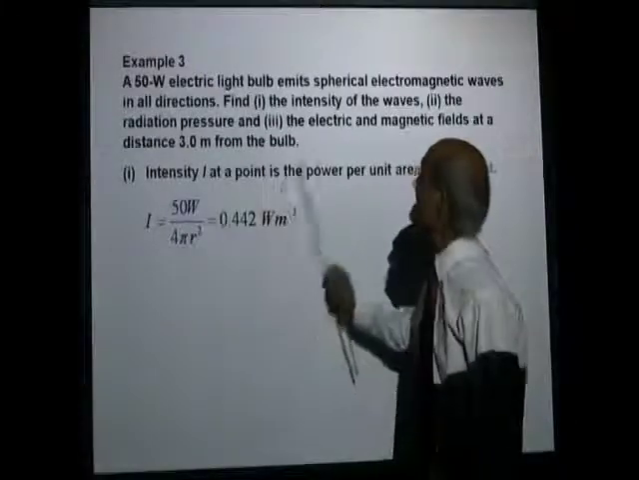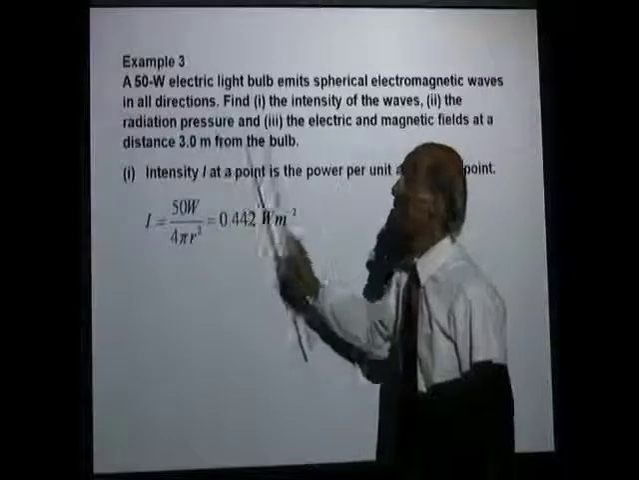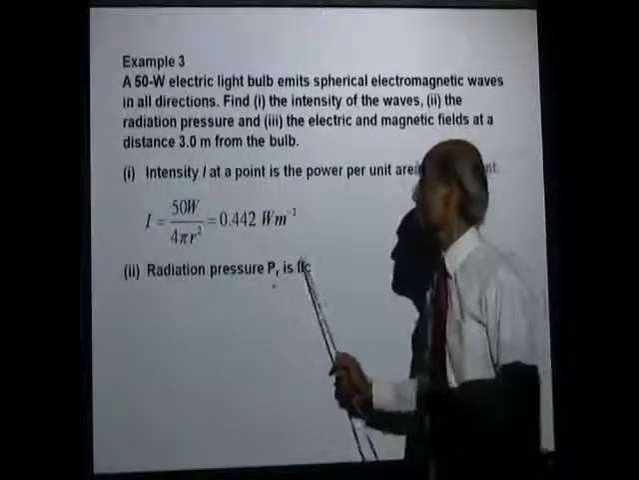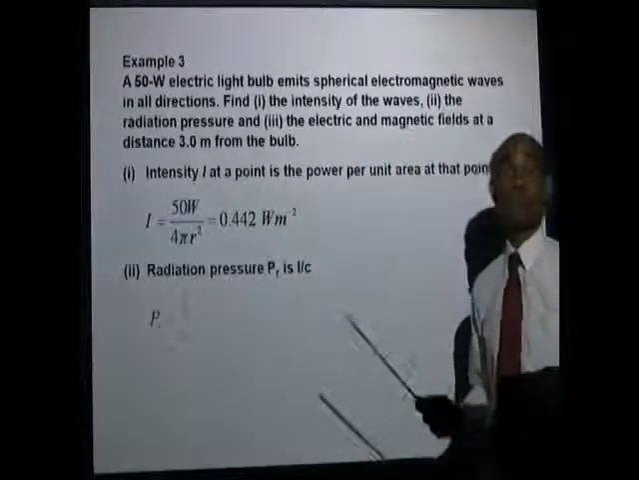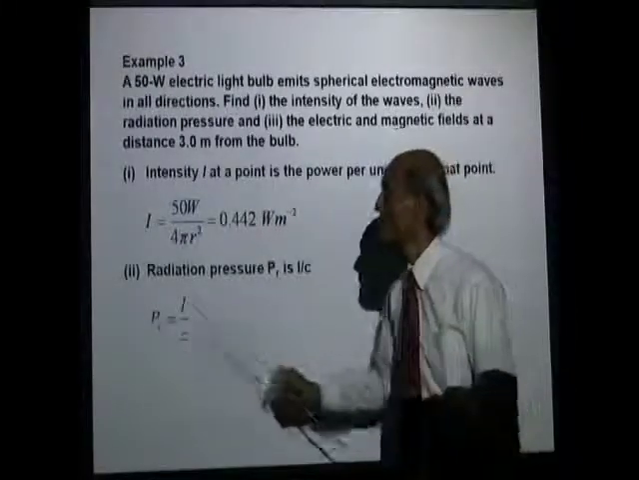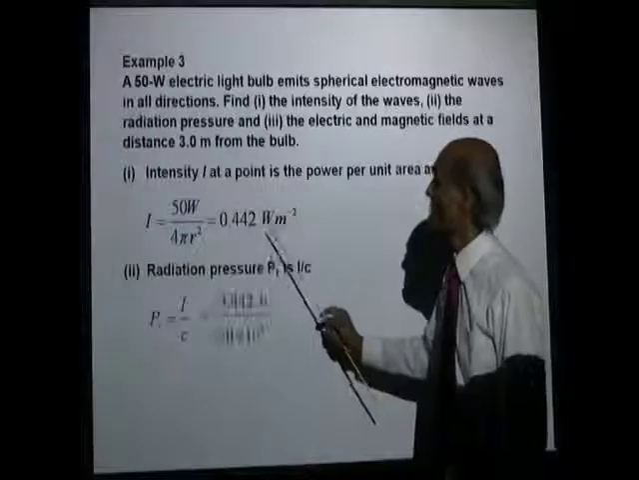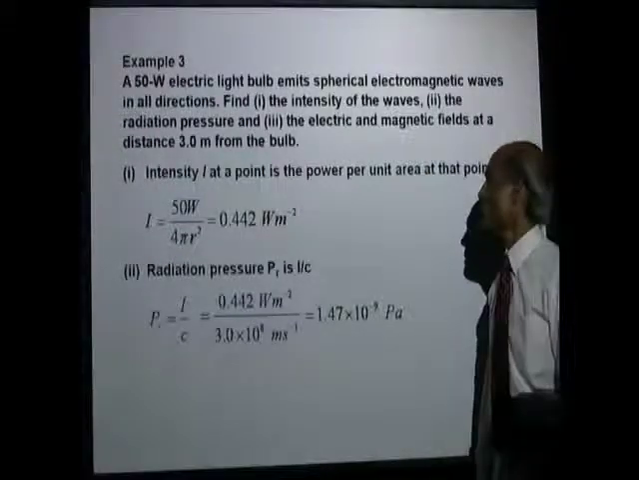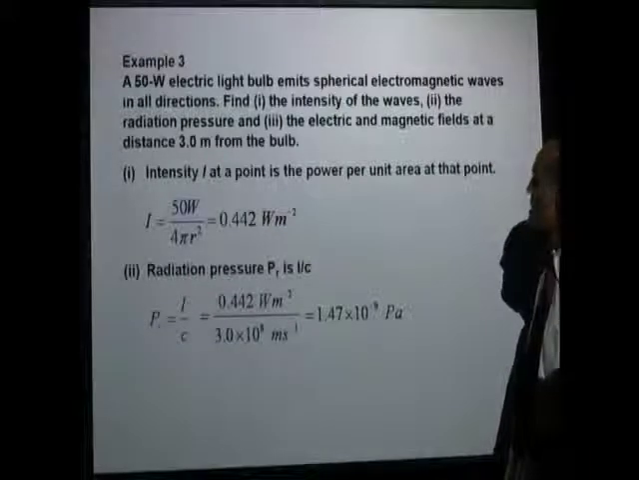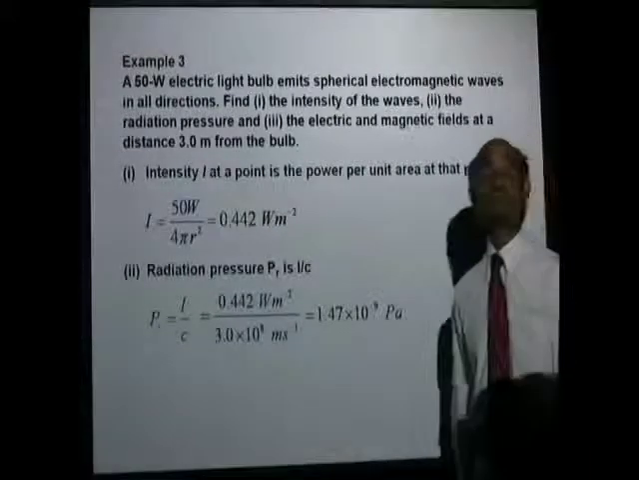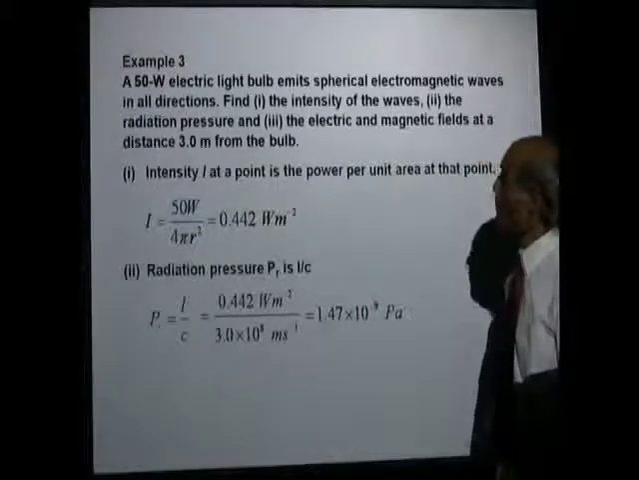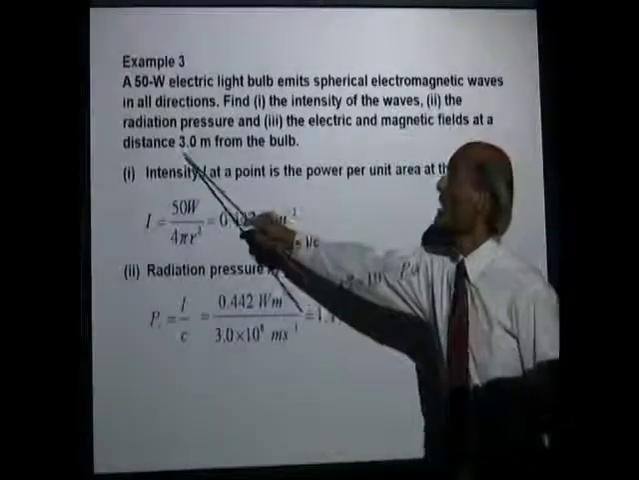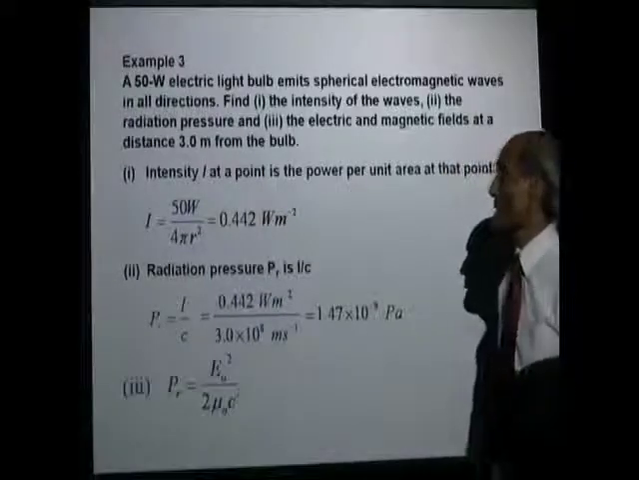Once you know the intensity, we can find the radiation pressure. What's the definition of radiation pressure? Radiation pressure is intensity divided by C. So P sub R is I divided by C, and we know those values. That gives you 1.47 times 10 to the negative 9 Pascal as the radiation pressure. Well, we now need to find the electric and magnetic fields where r equals 3 meters.